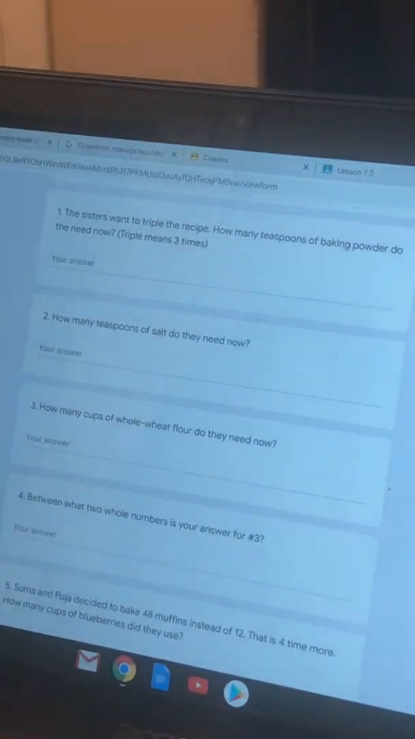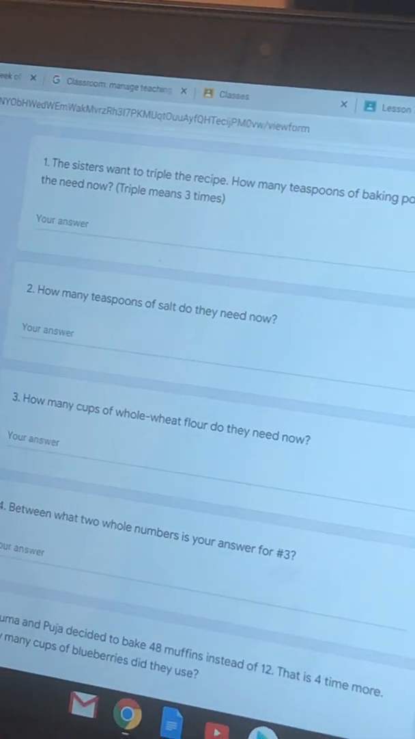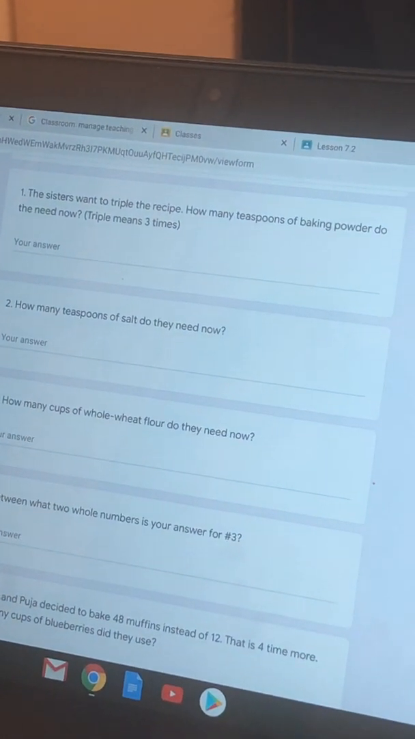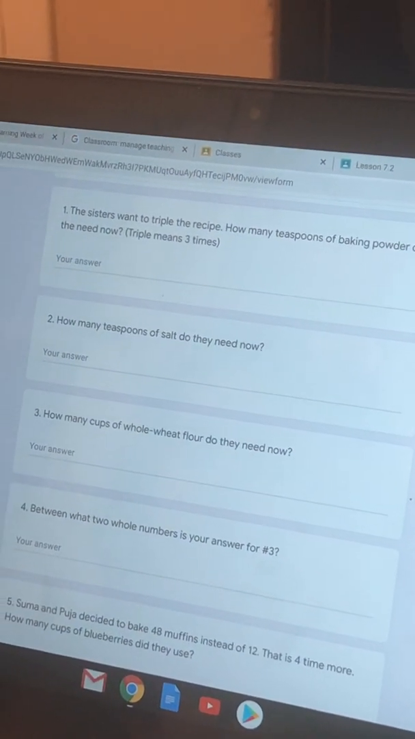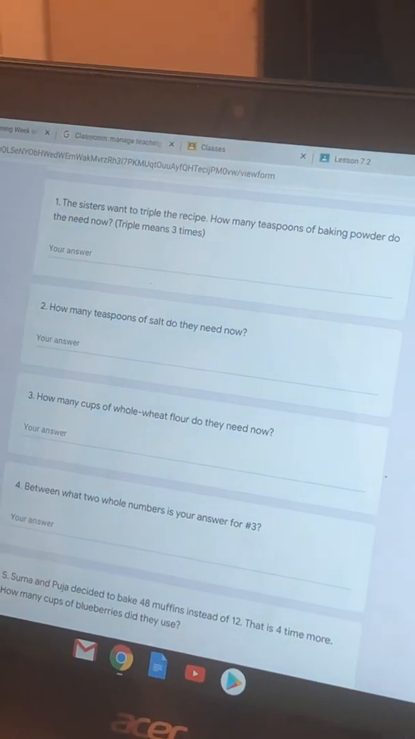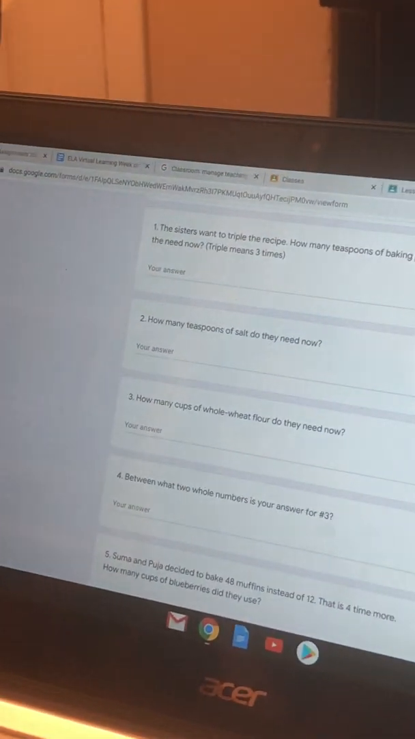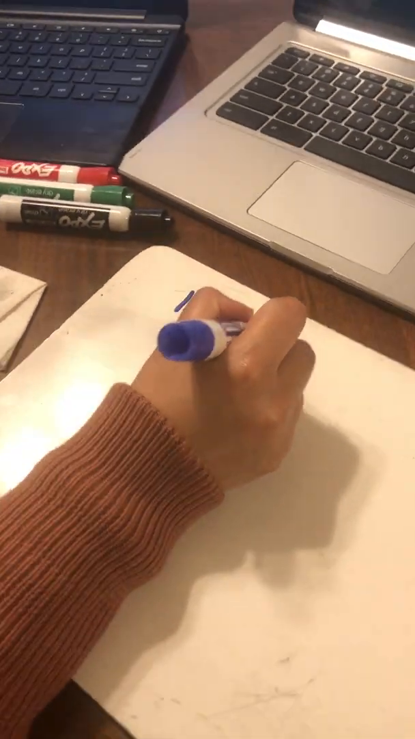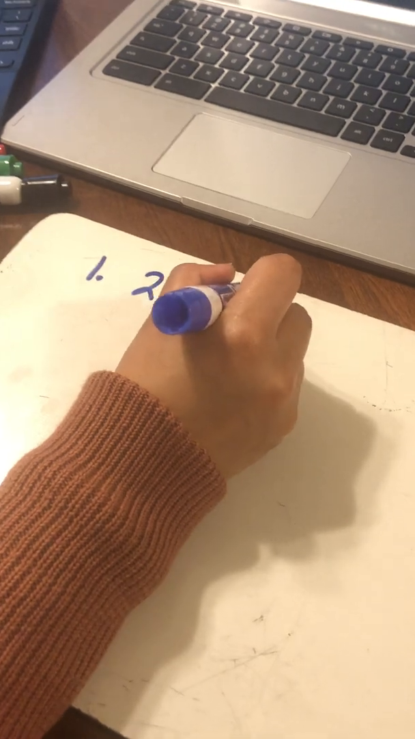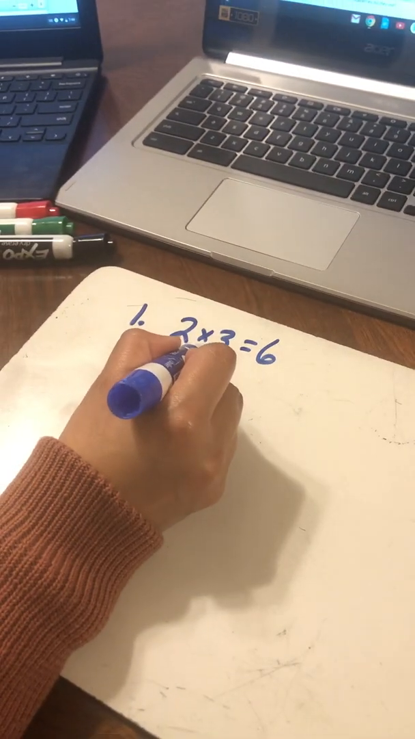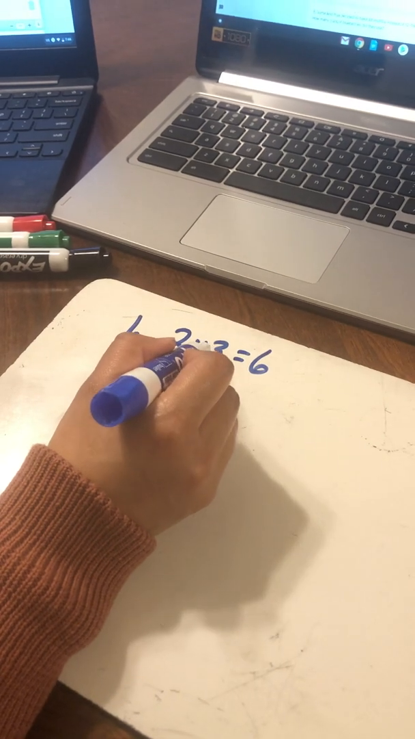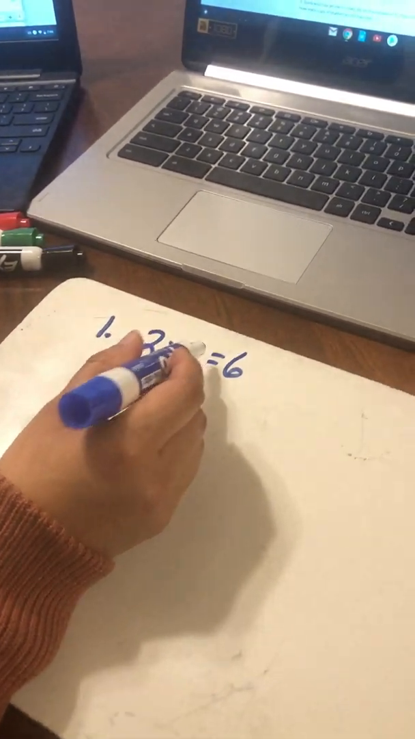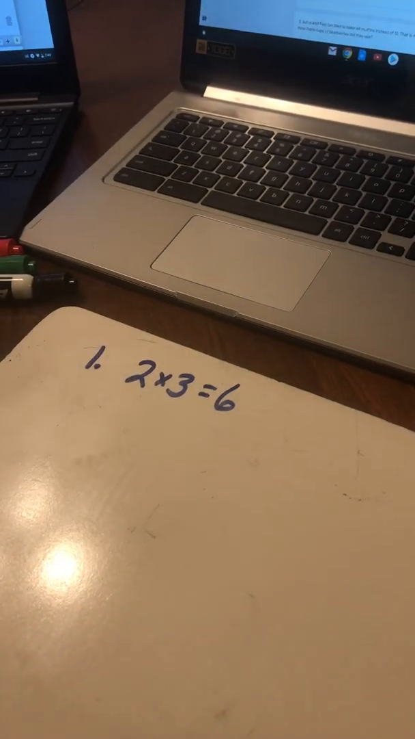So question number 1 says that the sisters want to triple the recipe. That means I have to multiply by 3. How many teaspoons of baking powder do they need now? So I look over here and I look for the baking powder, and it says 2 teaspoons of baking powder. So if this whiteboard were my notebook, I'm going to write number 1, and I'm just going to multiply 2 times 3, equals 6. Remember, the reason I'm multiplying by 3 is because the girls want to triple the recipe. So that's where I'm getting the 3 from.